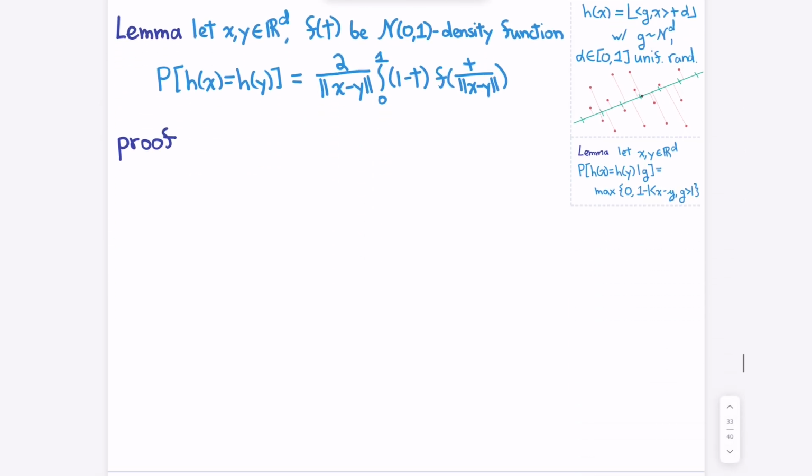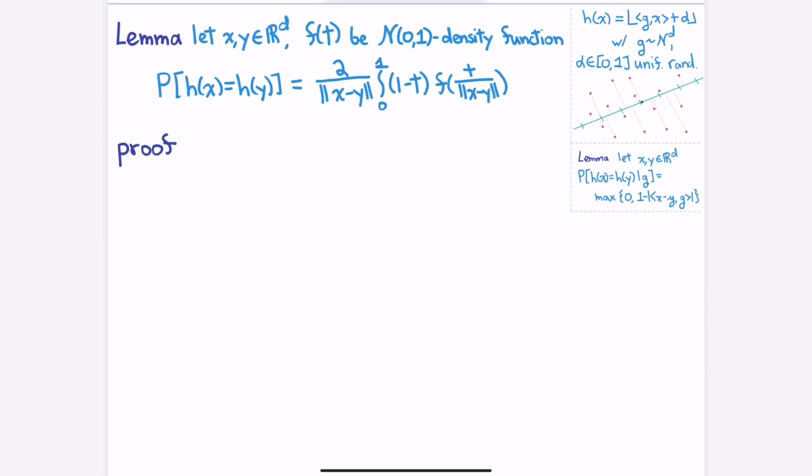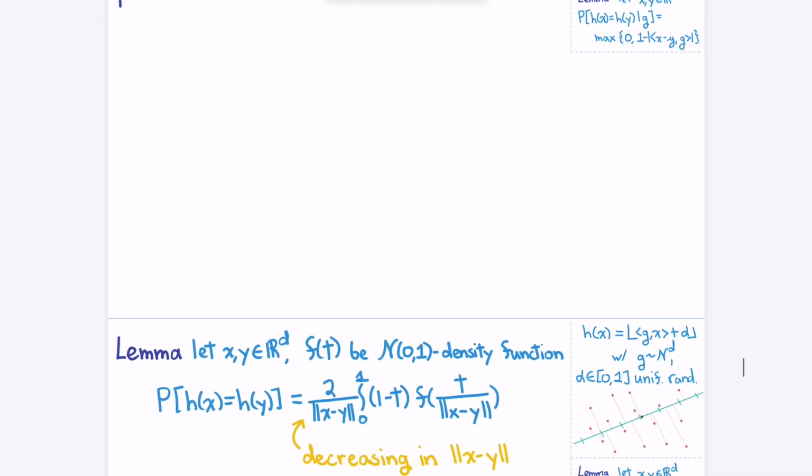All right. Good. Now it gets a little more technical looking. All right. So now the probability that h of x is equal to h of y is going to be 2 times the integral of 1 minus t, times the density of the Gaussian random variable at t over the norm of x minus y. Okay, this is a very unsatisfying claim. I should point out that that quantity, we'll use it in a moment, is decreasing in the norm of x minus y if you crunched it through.